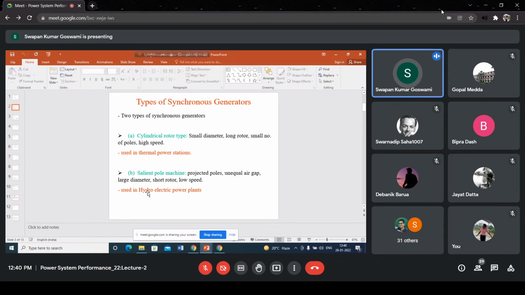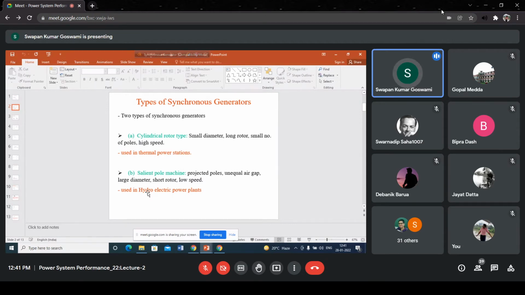These types of machines are used in hydroelectric power plants, because the turbines used there, hydel turbines, run efficiently at low speed. These machines are all low speed machines. Therefore, they are used in hydel power plants where the turbines work more efficiently at lower speed. So these are the types of machines we shall be discussing.